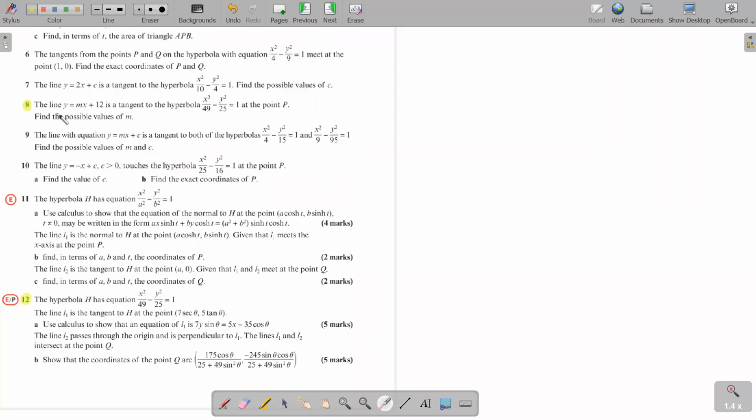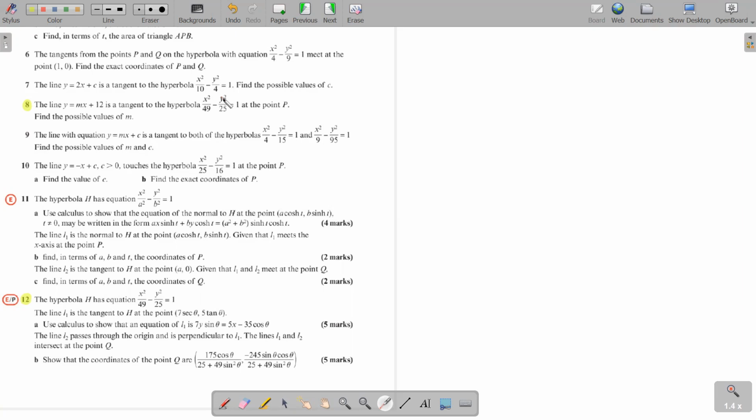Okay, so I'll do question number 8 now. The line y equals mx plus 12 is a tangent to the hyperbola x square over 49 minus y square over 25 equals 1 at the point P. Find the possible values of m. So there are two ways of doing this. What are the two ways? One way is where you attempt to solve the equation of the line with the equation of the hyperbola simultaneously and end up getting a quadratic equation, and you set the discriminant to 0 and you can find the m values, which is exactly what we did in the earlier section for the ellipses. Do you remember? Or the other one is where you use the shortcut.